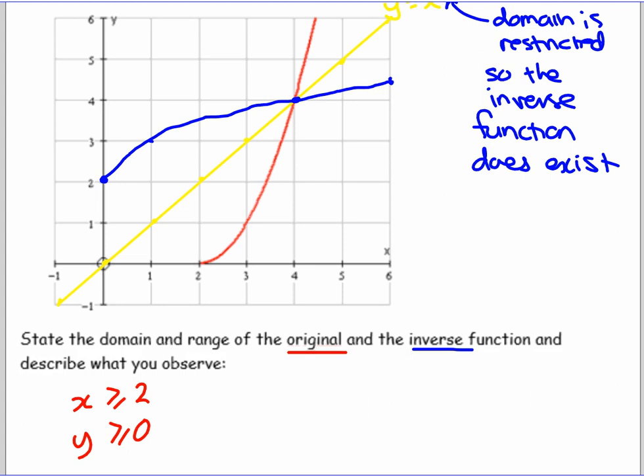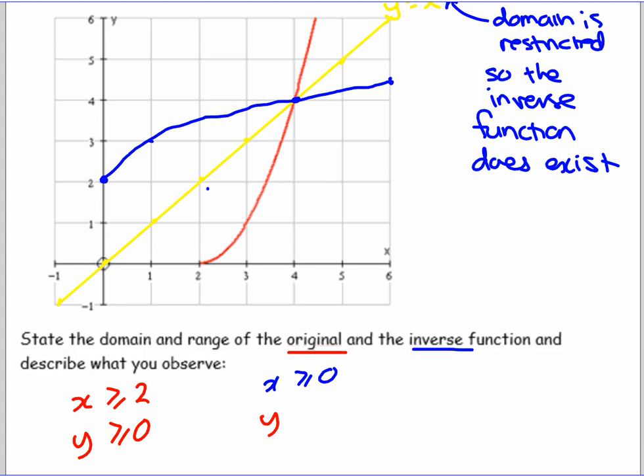So the inverse function, I'll do in blue. What is the domain of the inverse function? X is greater than or equal to 0, because it's including that point. And what about its range? X is greater than or equal to 2. Yep, I mean Y. Oh yeah, thank you. That's probably right. So y is blue.